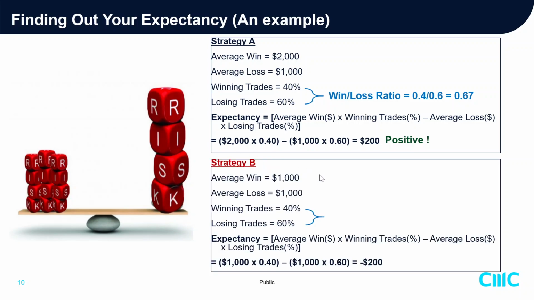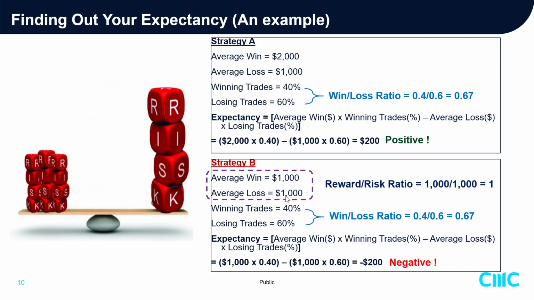Now, let's take a look at strategy B. Over at strategy B, the winning trades and losing trades are the same as strategy A. The win-loss ratio is 0.67. But at the end of the day, my expectancy is now negative. So what is the main reason? The main reason actually lies here: your reward risk ratio.